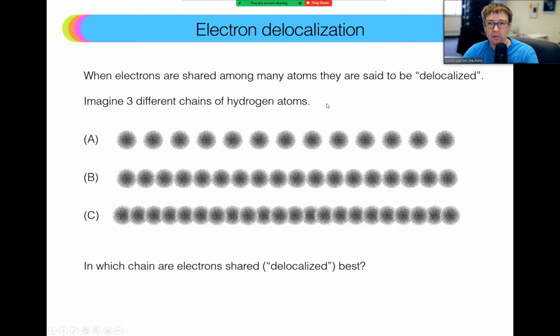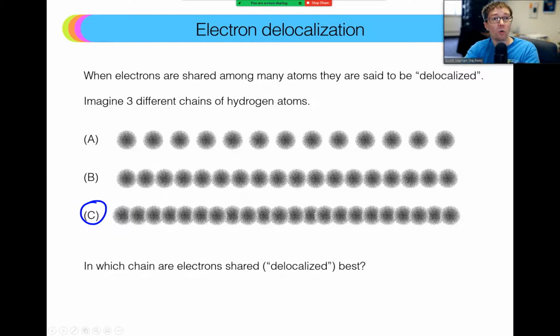Okay, so you should have selected C, because in the case for A, we just have a bunch of independent orbitals that are not even really physically touching. The electrons are going to have a very difficult time moving from orbital to orbital because the orbitals are not in contact with each other. So C gives us the best overlap.